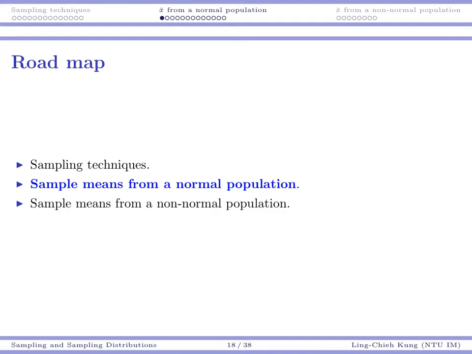Okay, so now we have some ideas about sampling techniques. We will only focus on random samples, and starting from now, we will talk about some properties regarding the distributions of sample mean. Sample mean is obviously a statistic that you may calculate from a sample. We will tell you what the distribution of it is, and what the distribution is when it comes from a normal population or a non-normal population. Okay, let's start.